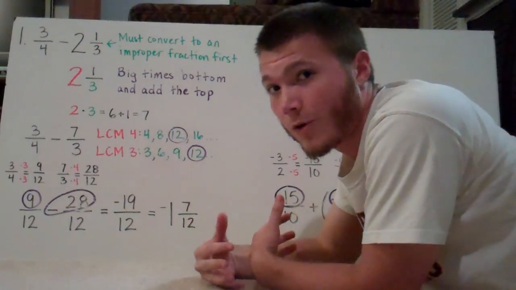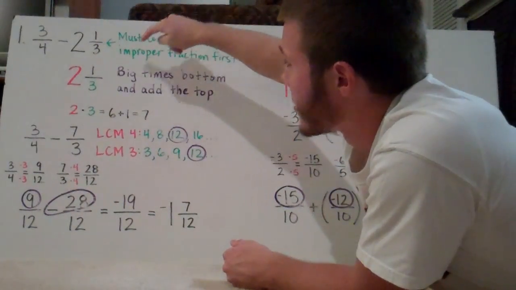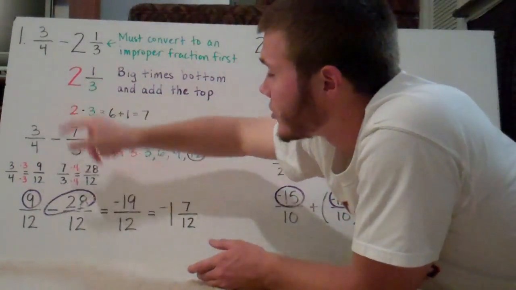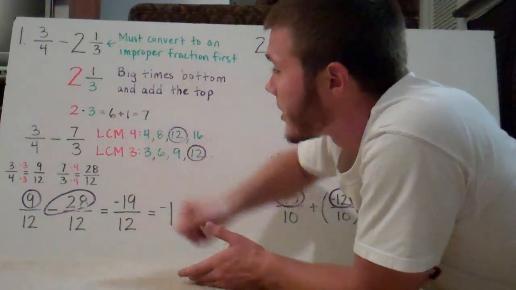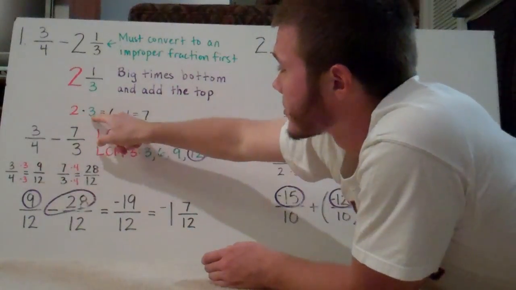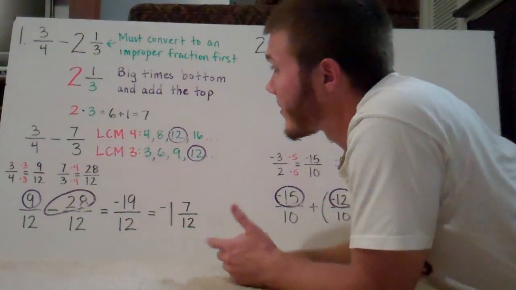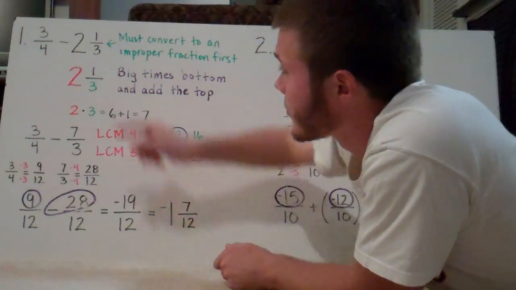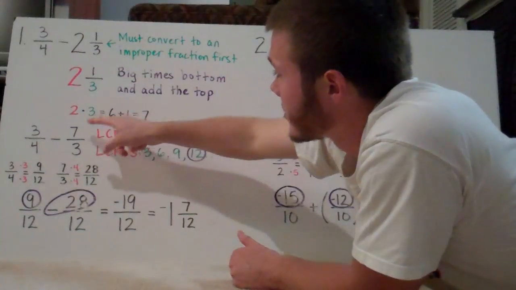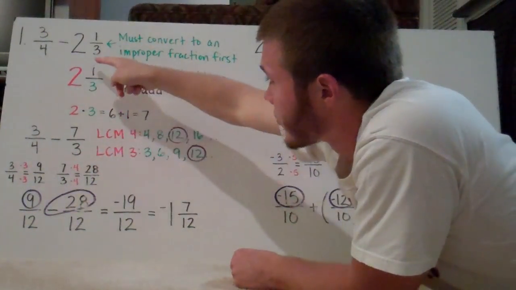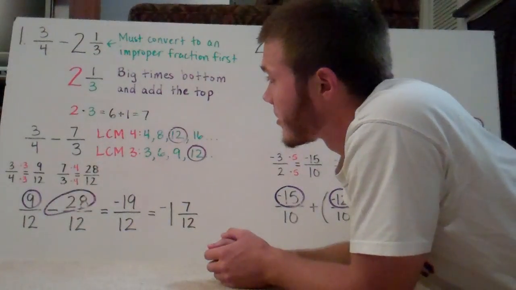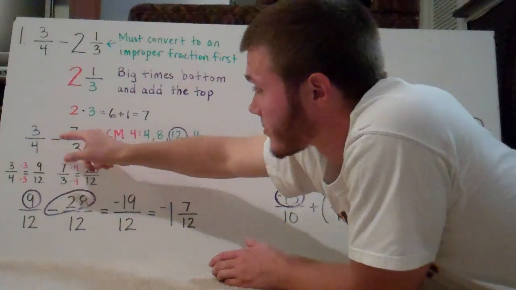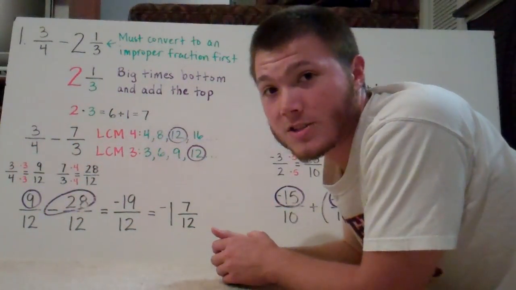So, the rule I always use to convert a mixed number into an improper fraction, big times the bottom, add the top. Big being the 2, bottom being the 3, and the top being the 1. So, 2 times 3 is 6, plus 1 is 7. And then you're going to keep that denominator the same. So 2 1/3 is going to be the same thing as 7/3. Now my problem just went from 3/4 minus 2 1/3 to 3/4 minus 7/3. Now this is going to be a little bit easier to deal with.